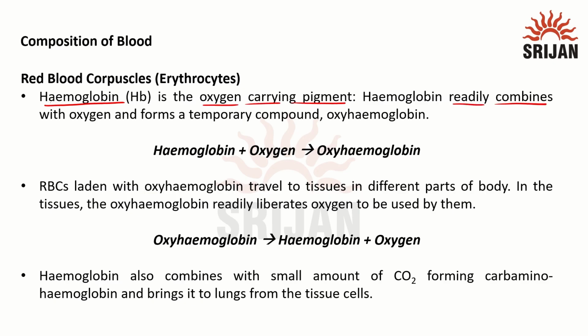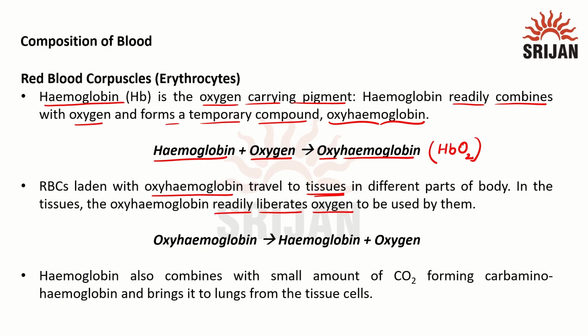Hemoglobin readily combines with oxygen and forms a temporary compound known as oxyhemoglobin. So oxygen bound to hemoglobin is known as oxyhemoglobin. We can also denote it by HbO2. Now, RBCs laden with oxyhemoglobin will travel to the tissues in different parts of the body. There, they have to readily liberate oxygen so that tissue can instantly take it up.